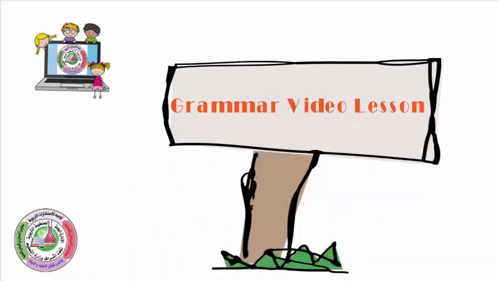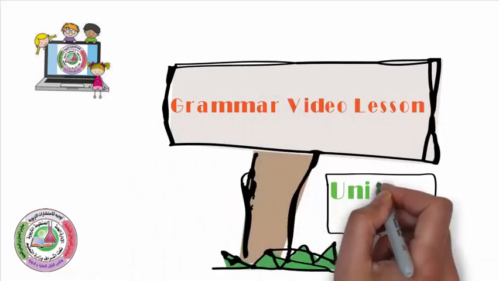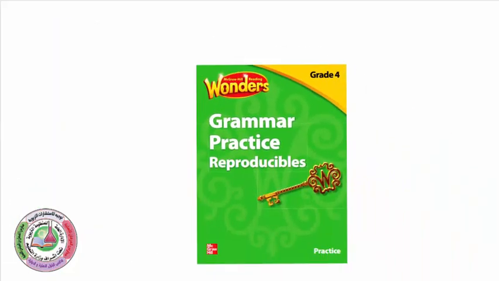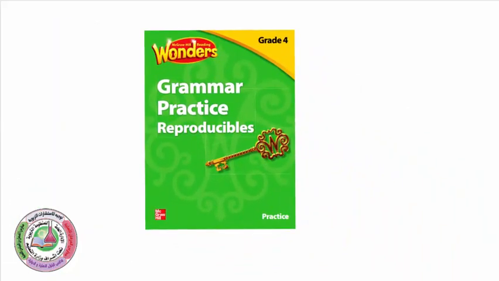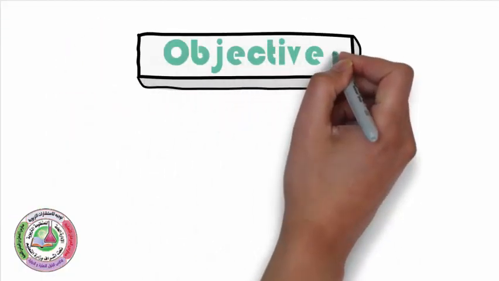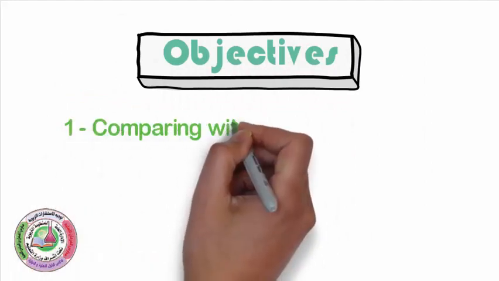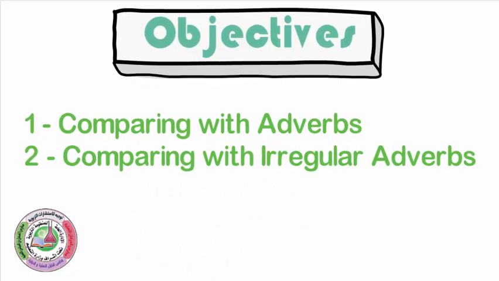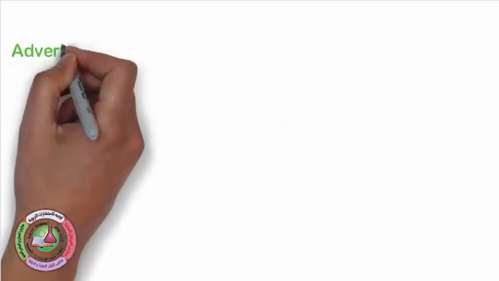We're going to be looking at Unit 6, Week 2. You can go ahead and grab your books to follow along with me. Today we're going to be doing pages 131 and 132. Now this is going to be our last lesson inshallah for this year. Our objectives today are comparing with adverbs and irregular adverbs. Alright, let's go have some fun.